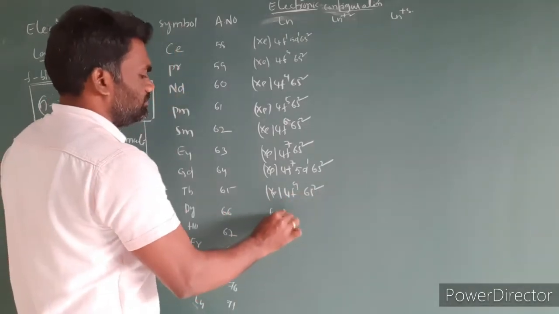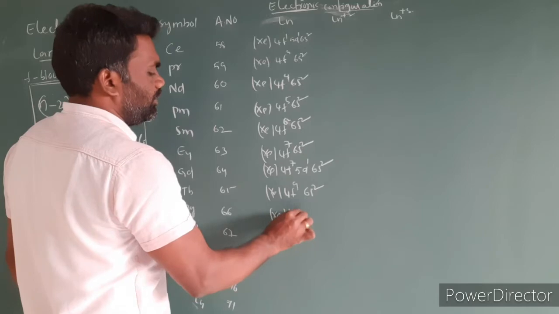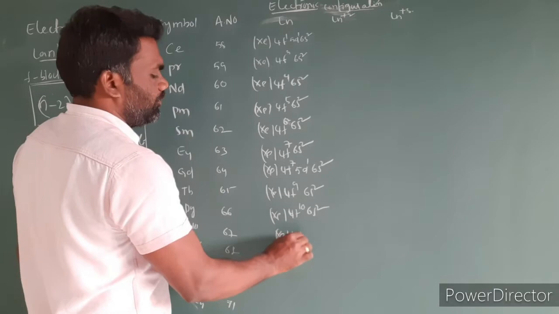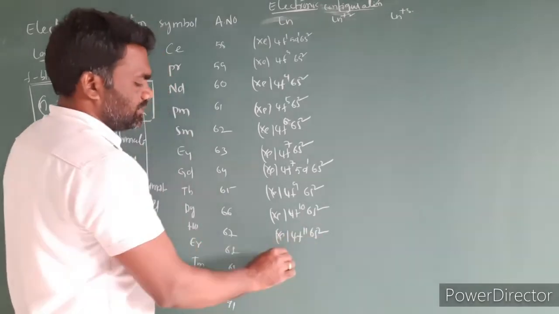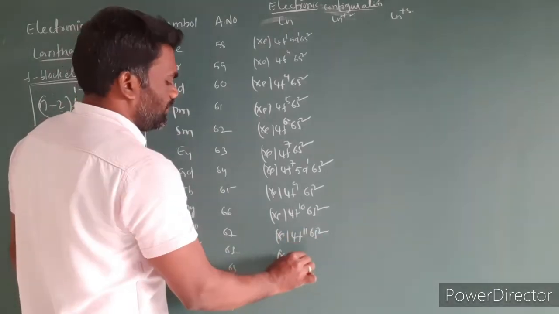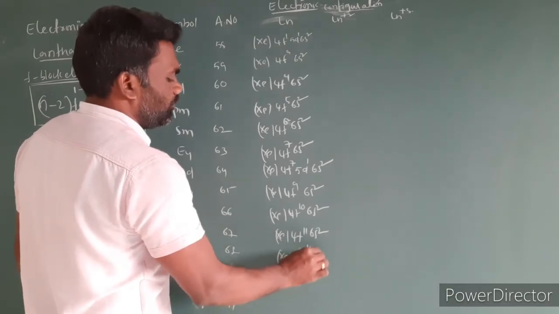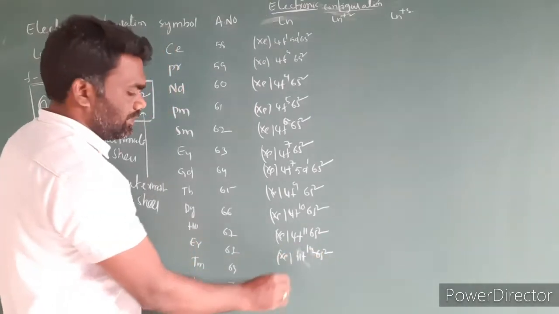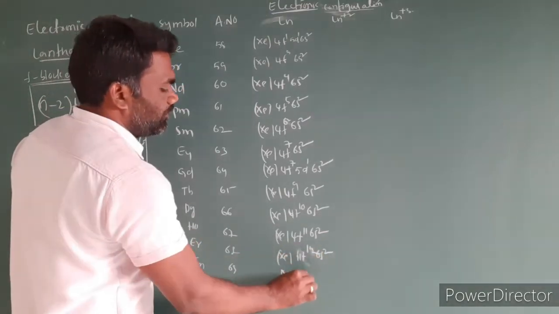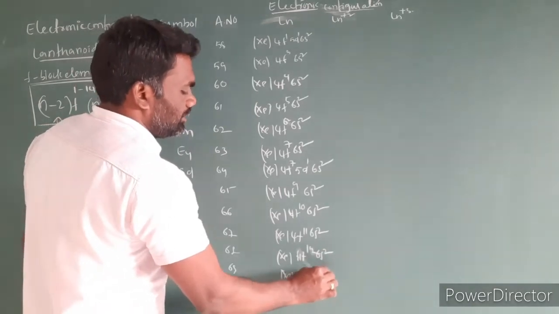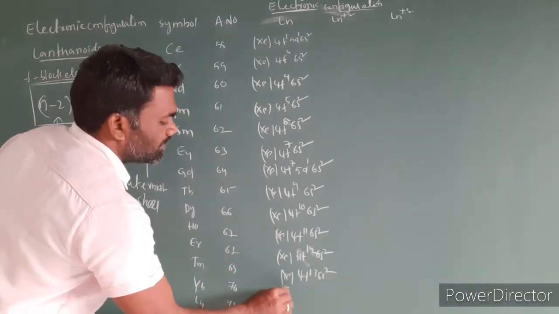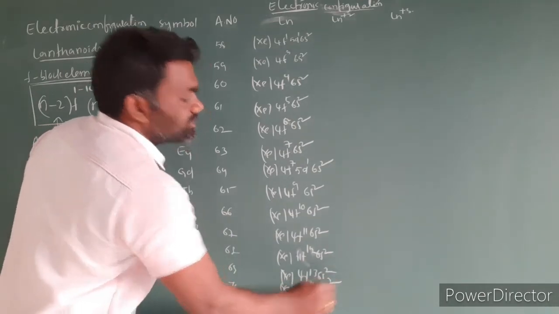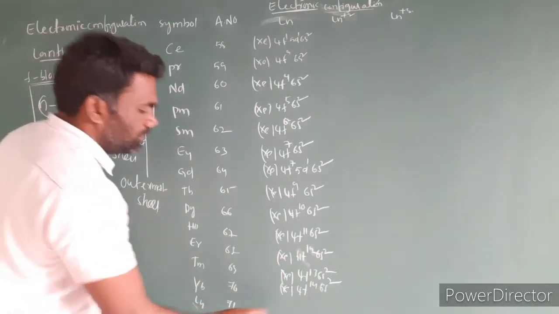Next, xenon 4f10, 6s2. Next element, xenon 4f11, 6s2. Then xenon 4f12, 6s2. The next one, 4f13, 6s2. Next, ytterbium: xenon 4f14, 6s2. Next we have lutetium.